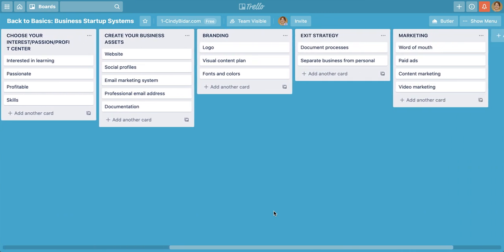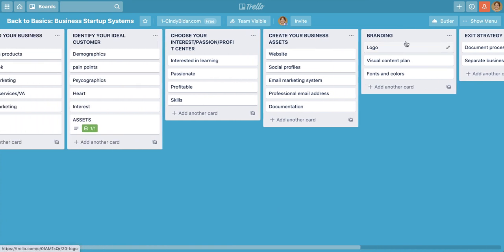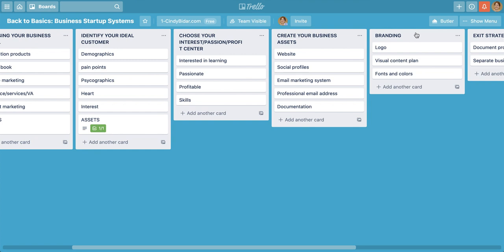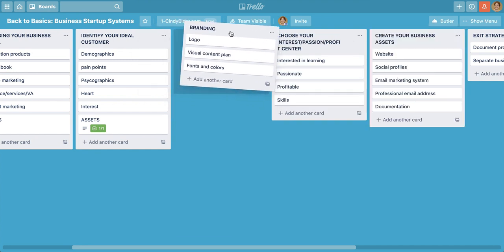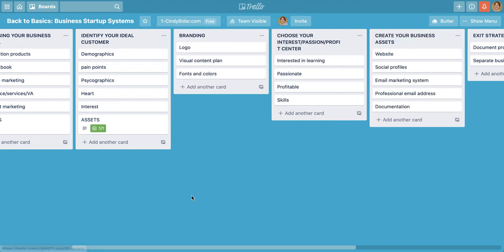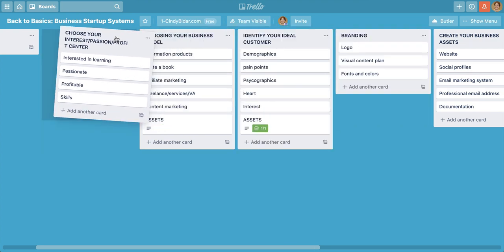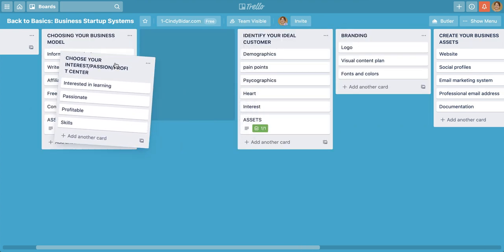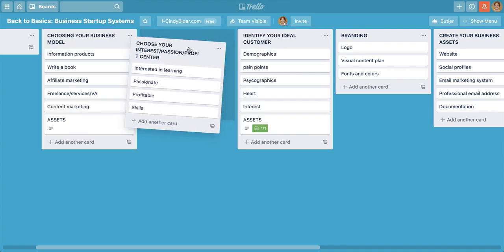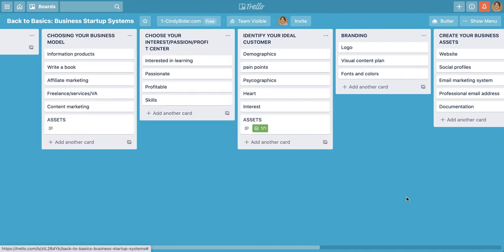I talked about knowing or understanding your branding based on who your ideal customer is. So this order can be changed as well. Maybe I don't want to wait until after creating your business assets to go over branding. I feel like branding needs to be way up here, because in a lot of ways it's based on who your ideal customer is, and you need to know about your branding before you go creating your business assets. You also probably need to know about your interests and passions before you choose your business model, or maybe after you choose your business model. I can go either way on that. I think I'm going to leave that one there.